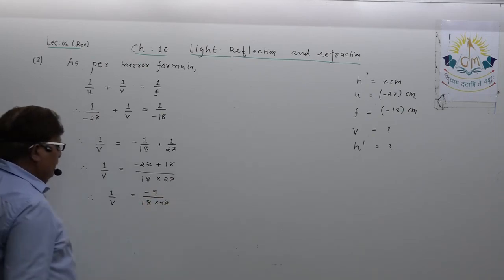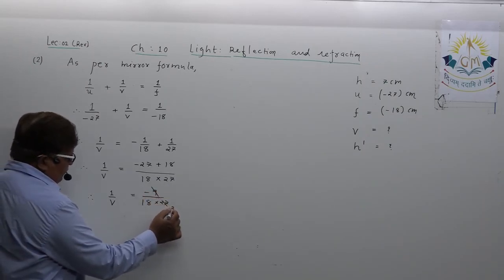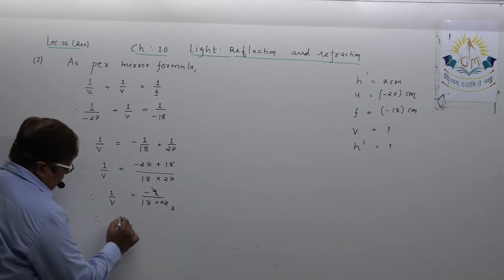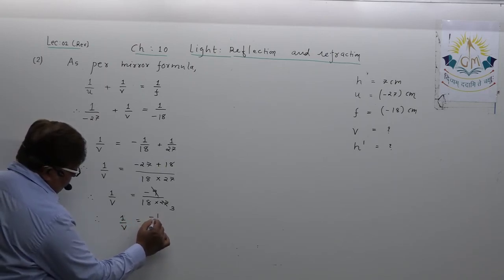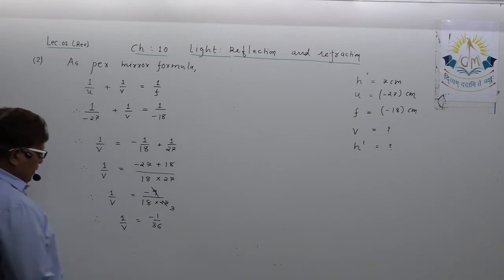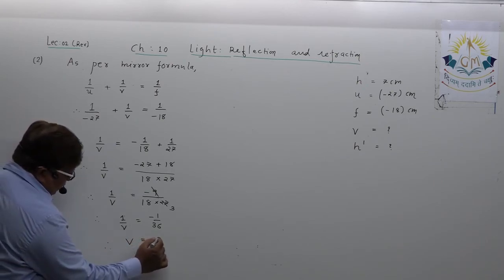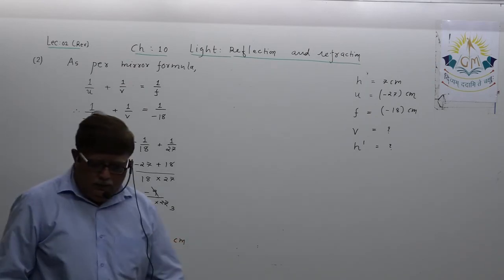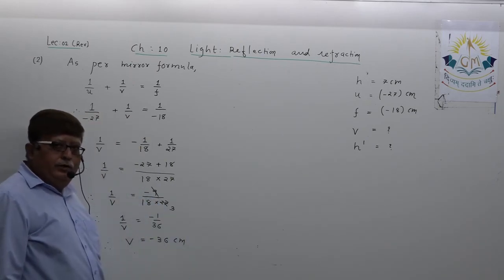Just necessary cancellation. 9 3 ja, so 1 upon v equals minus 1 upon 36. Just reciprocalize it. You got v equal to minus 36 centimeter.